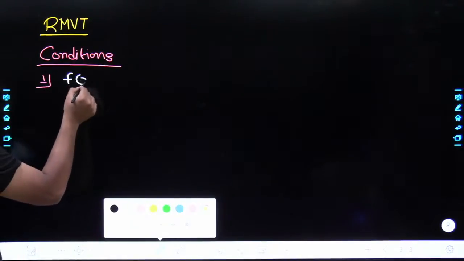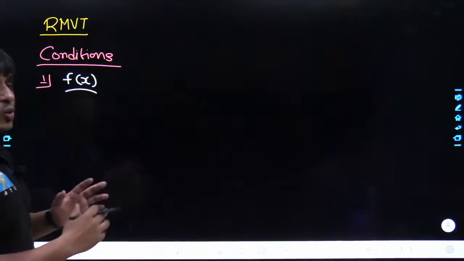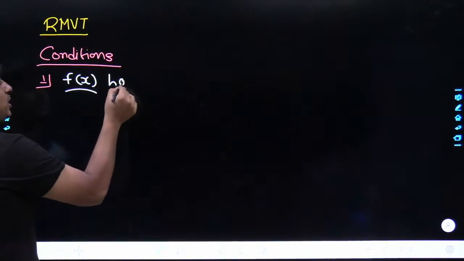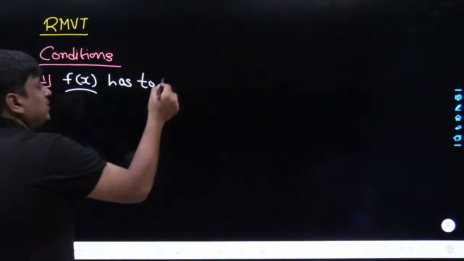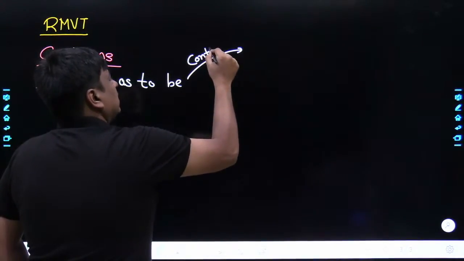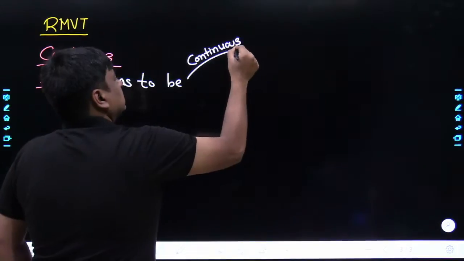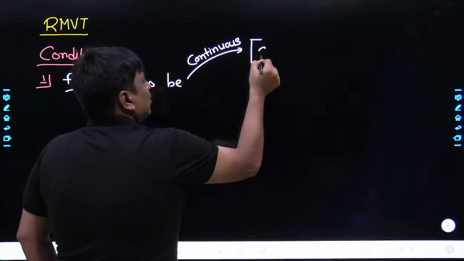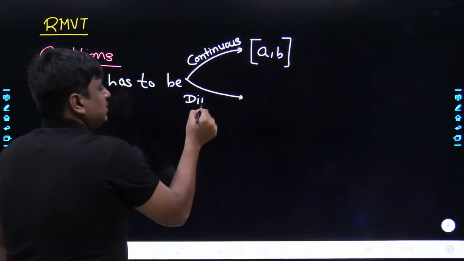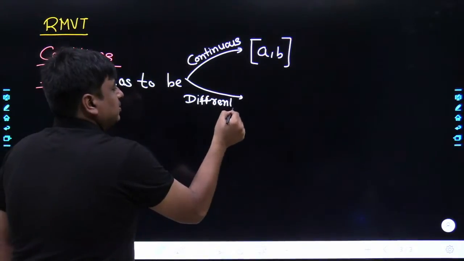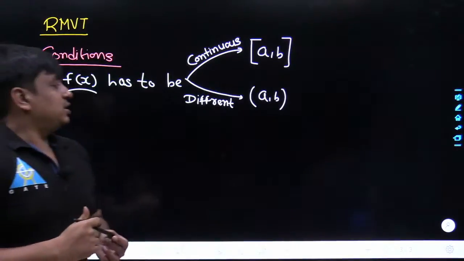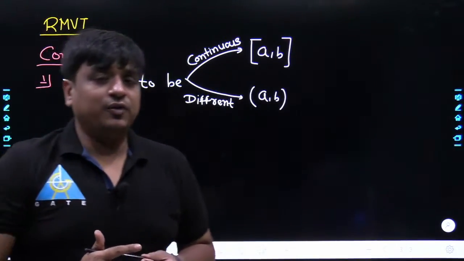f of x, the function through which you are going to explore RMVT, has to be continuous within the closed interval of a comma b, and has to be differentiable within the open interval of a comma b. Has to be differentiable over the open interval of a comma b.